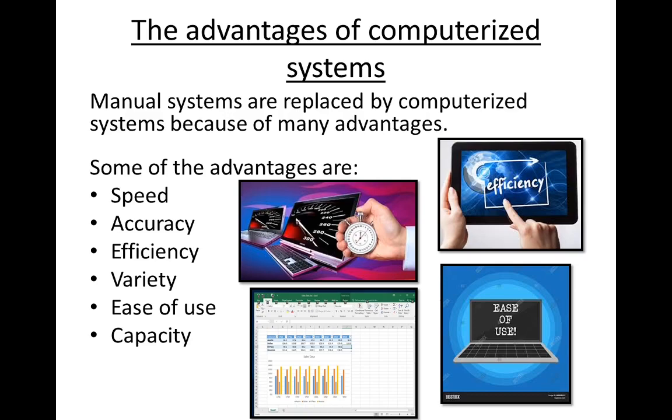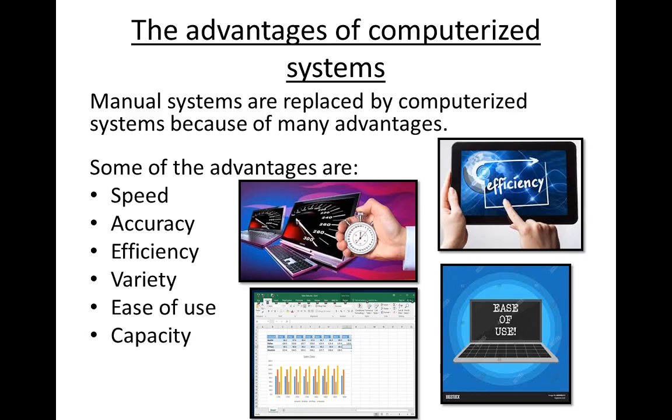The fourth advantage is variety. Computers have advanced capabilities that enable them to process data in a creative and different way. Data can be processed and displayed in various ways so that it is simpler for the user to understand. For example, numerical data can easily be represented in the form of graphs that are easy to understand.